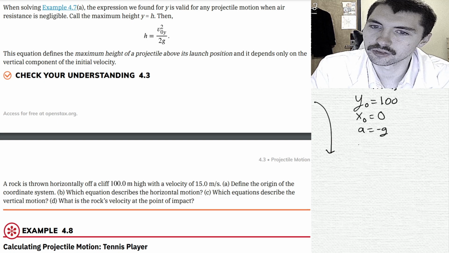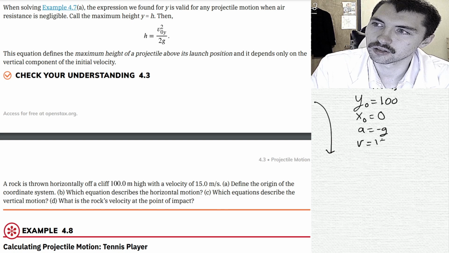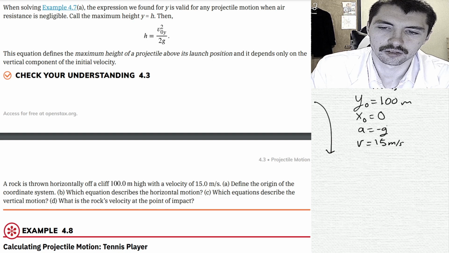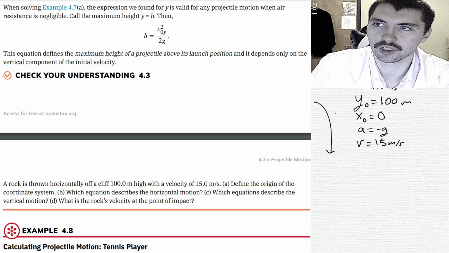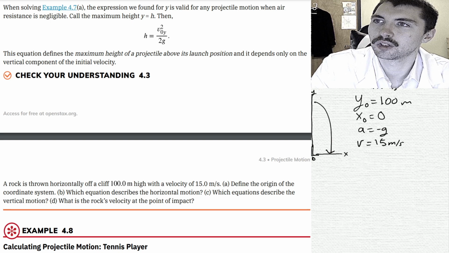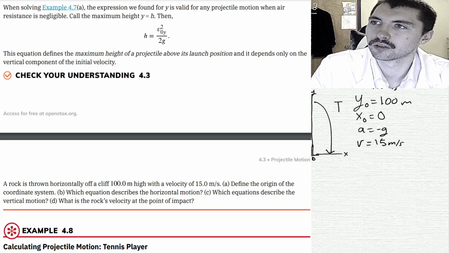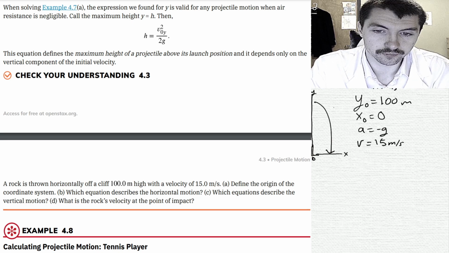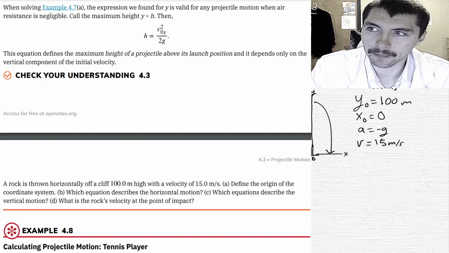Okay, so we're just writing down our unknowns with the velocity 15. Okay, so the origin will be here. X, Y. So we want to find the equation for the horizontal motion.